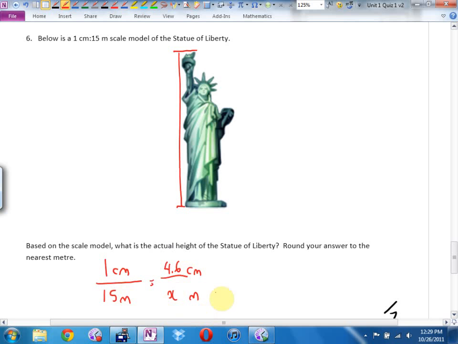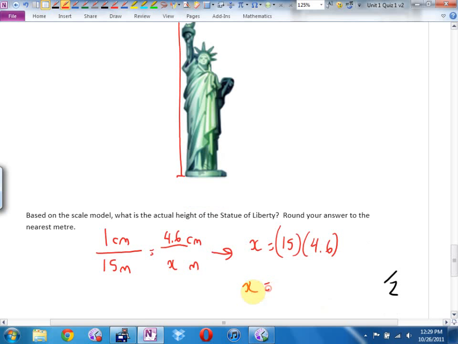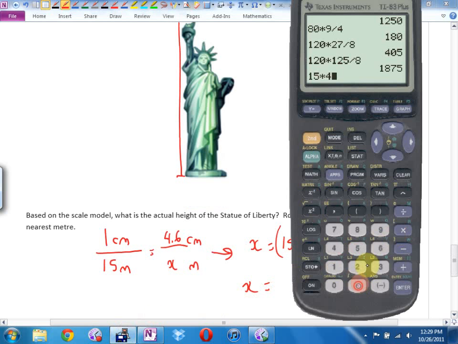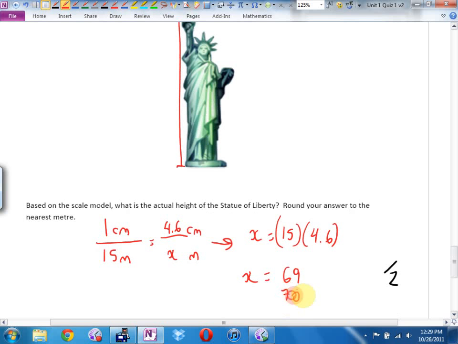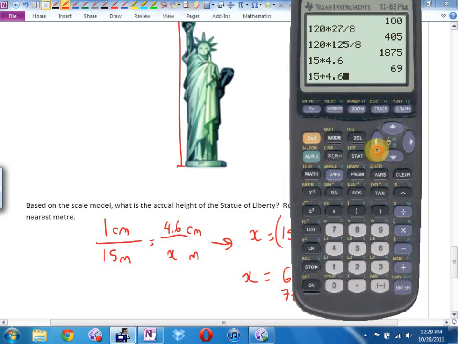X is going to be 15 times 4.6. 69. I'll take 69 meters. If you said 70 meters, I'd take that. What did you use? 4.7? I'd take 70.5. 4.5, which probably was what I was trying to make it, because I probably would have tried to make it close to a nice number. It's actually 67.5. So I'll take 70.5, I'll take 67.5.